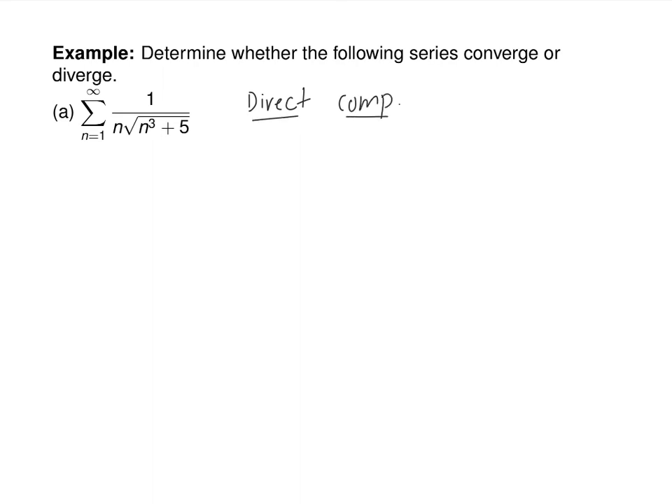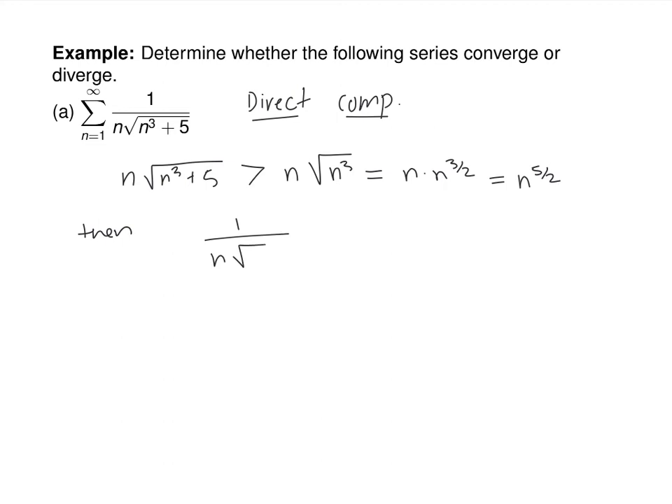So first notice that n times the square root of n cubed plus 5, that's bigger than n times the square root of n cubed, which is the same thing as n times n to the 3/2, or n to the 5/2. So, knowing that, we know that 1/n square root n cubed plus 5 is less than 1/n to the 5/2, and since n is positive, this is also bigger than 0.